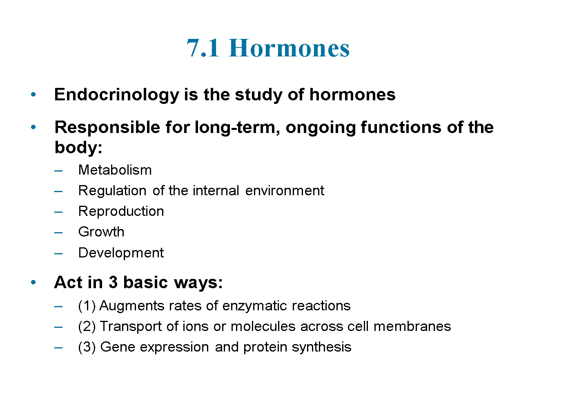These functions include metabolism, the regulation of the internal environment, reproduction, growth, and development. Hormones act in three basic ways to maintain homeostasis and coordinate physiological processes. First, they can augment the rates of enzymatic reactions, increasing or decreasing the speed of biochemical processes. Second, hormones regulate the transport of ions or molecules across cell membranes, controlling nutrient uptake, ion balance, and cellular communication.